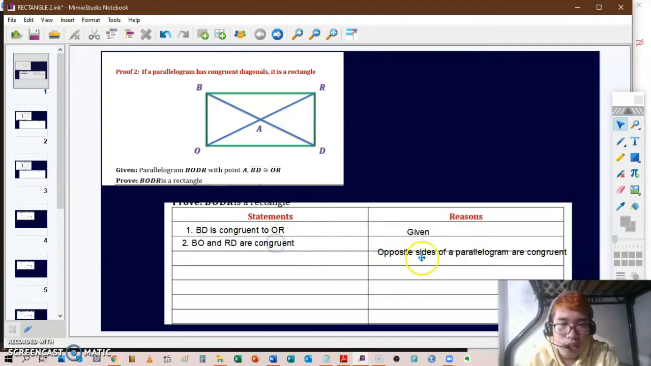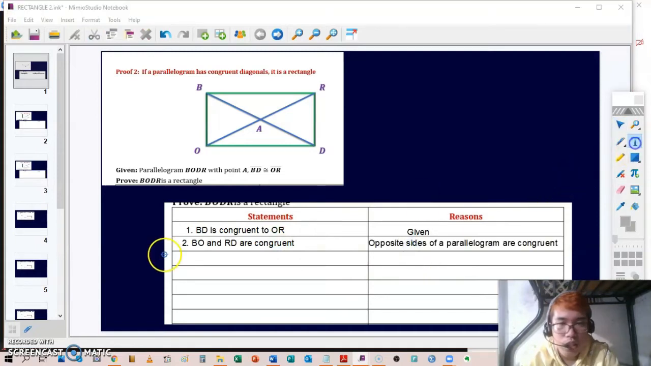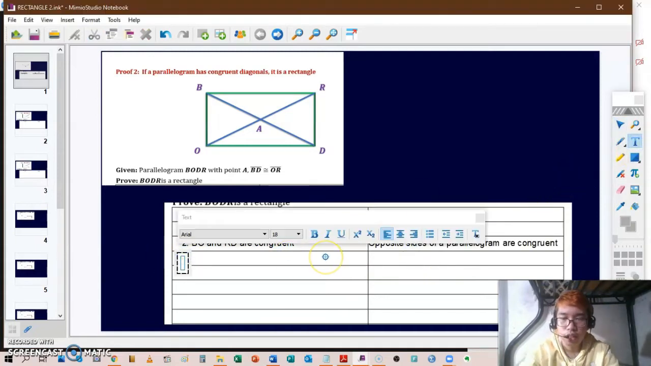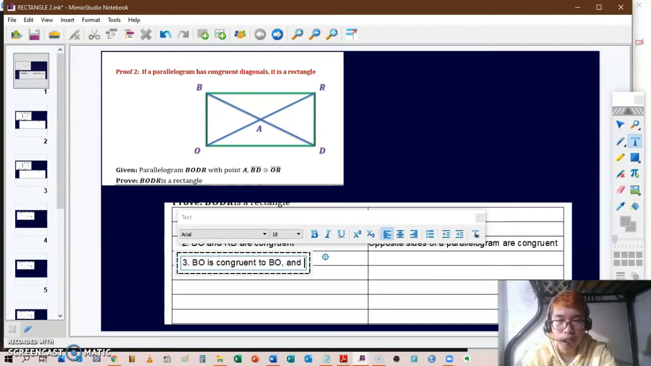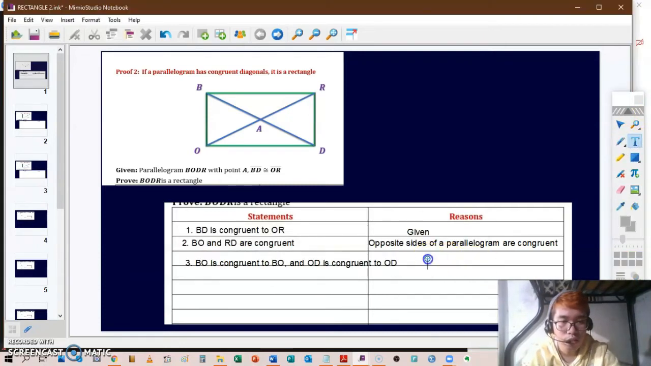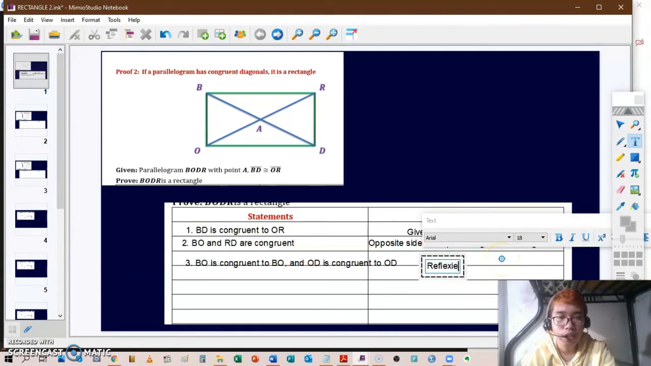And also we can say here at number 3 that BO is congruent to BO, and OD is congruent to OD, and the simple reason for that is the reflexive property of congruence.